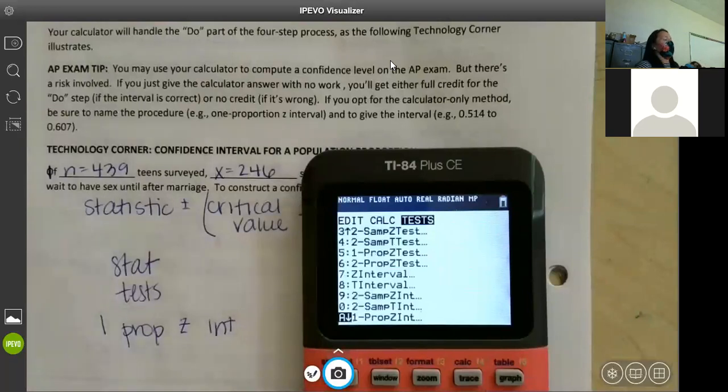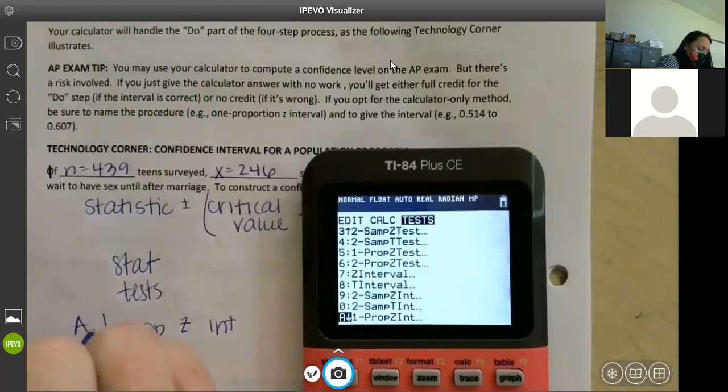Why are we using 1 proportion Z interval? Because we have 1 proportion. Does everybody understand that? Okay. Eventually, we might have 2, so we would use 2 proportion. Got it? All right. So 1 proportion Z interval, and if you want to put that on there, that's letter A.